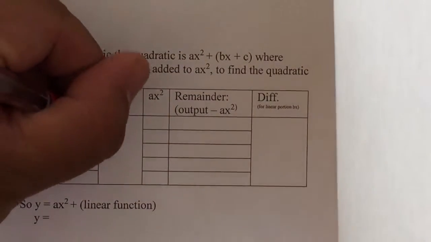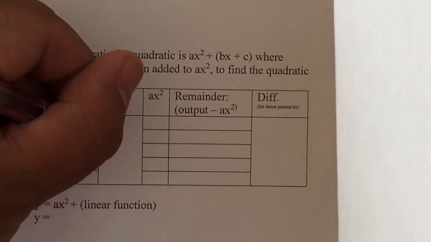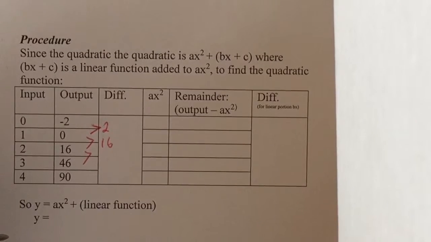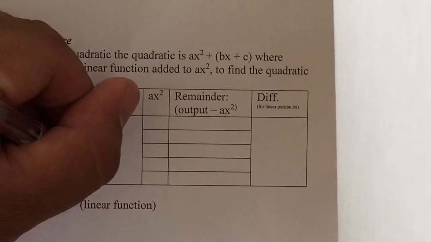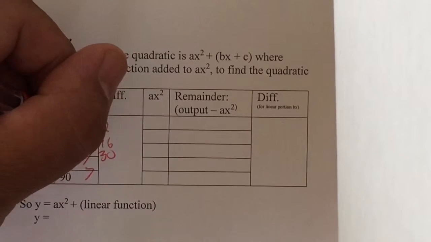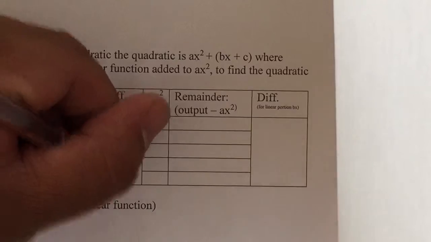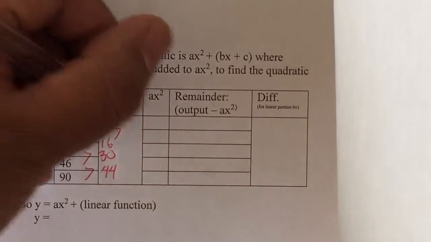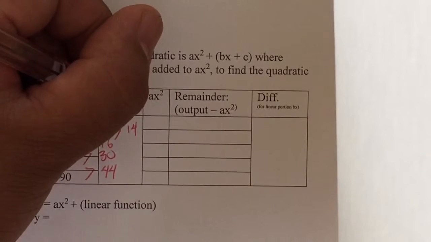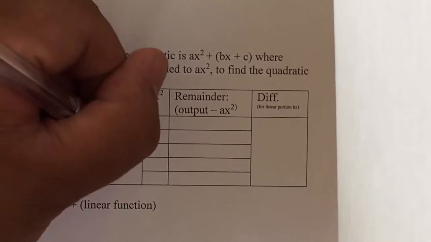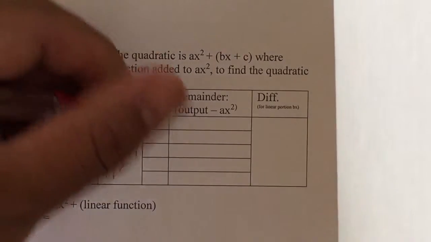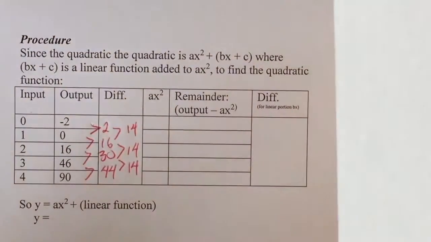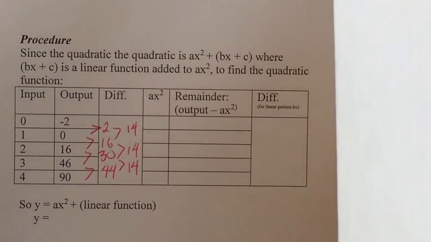0 minus negative 2 is 2. 16 minus 0 is 16. 46 minus 16 is 30. And 90 minus 46 is 44. So it's not linear. So let's do the second differences. 16 minus 2, that's 14. 30 minus 16, that's 14. And 44 minus 30 is also 14. So you see by the second differences that the equation is going to be quadratic.